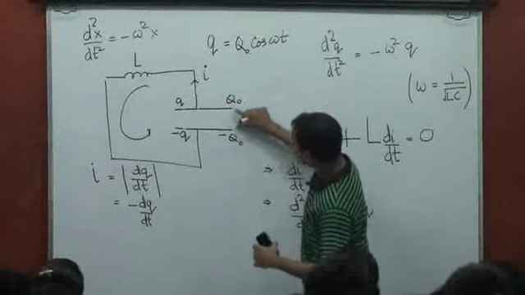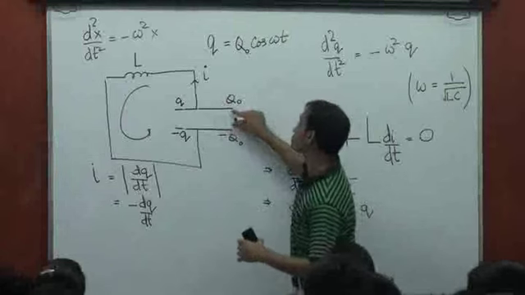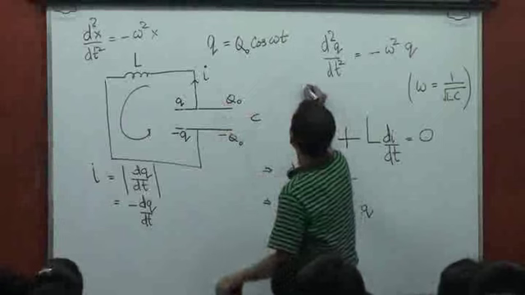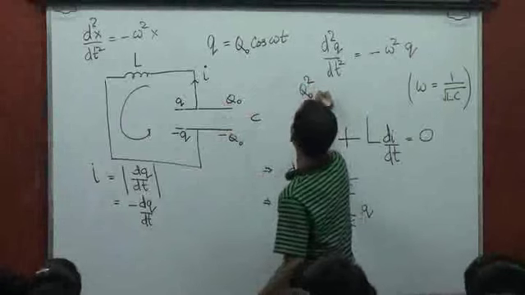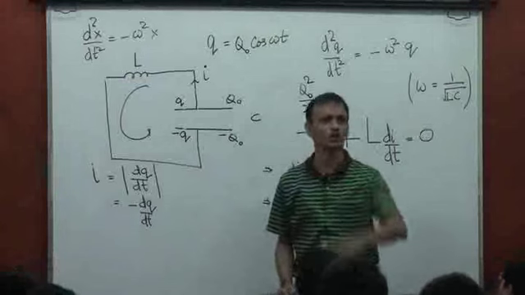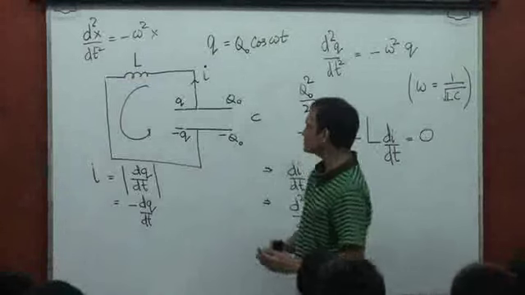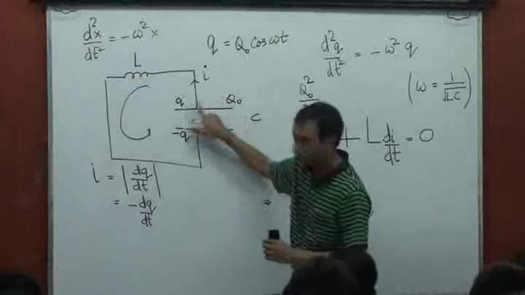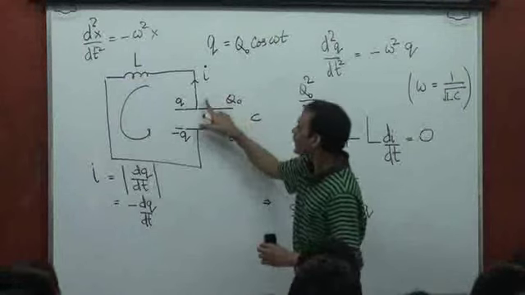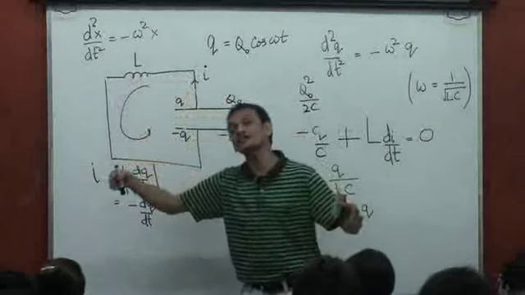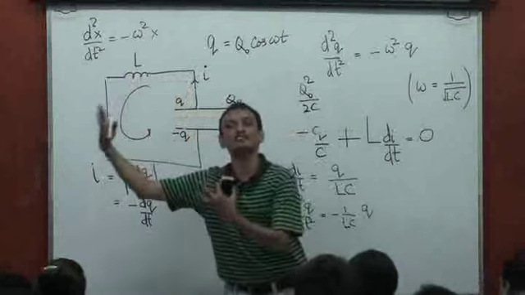We started with a total energy in the system of Q naught squared by 2C, and that remains the energy at all times. What really happens is, when Q decreases from Q naught, there is more current through the inductor, making the rest of the energy available as half L i squared in the inductor.